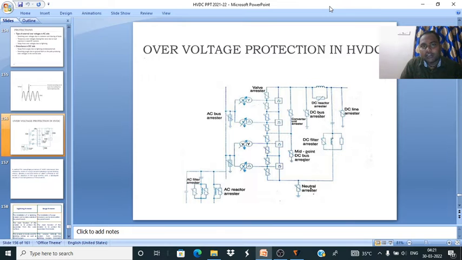In the previous class, we discussed the causes of over voltages on the DC as well as AC sides. Now we will discuss how to protect the equipment from over voltages. So what are the major causes of over voltages? Because of switching, because of surges, because of lightning present in a system, there are over voltages in a system.